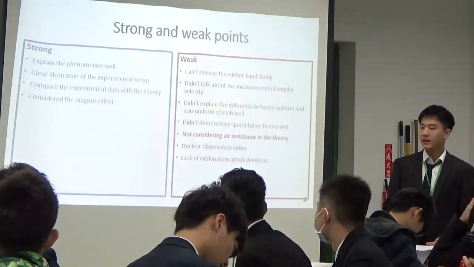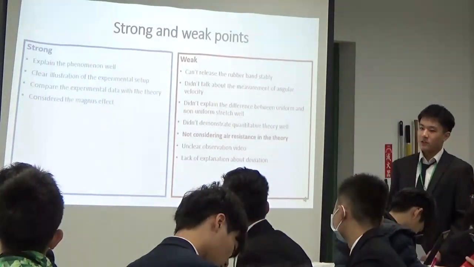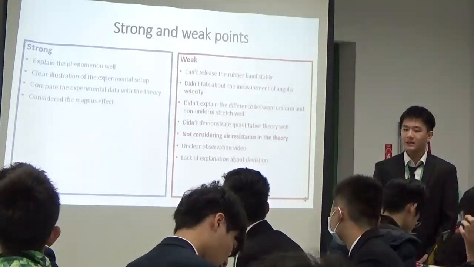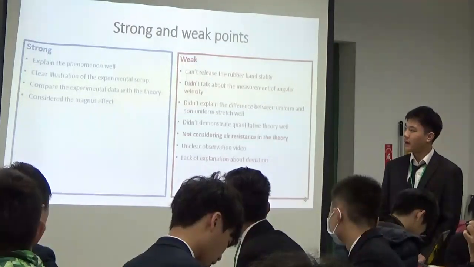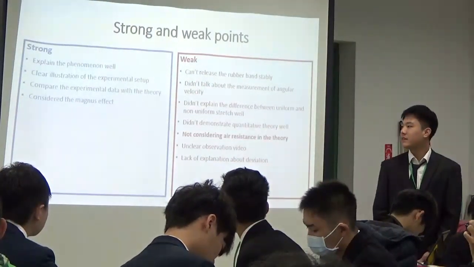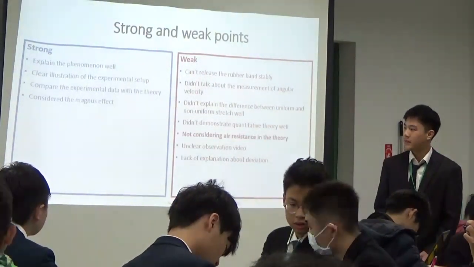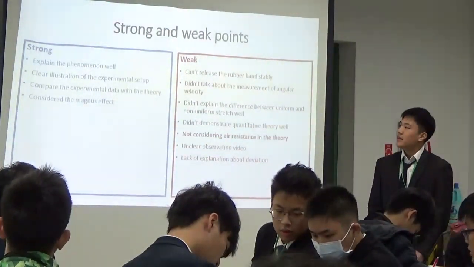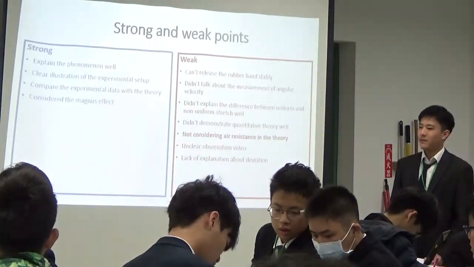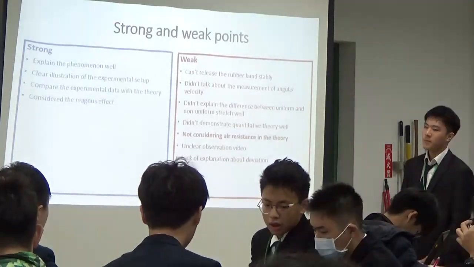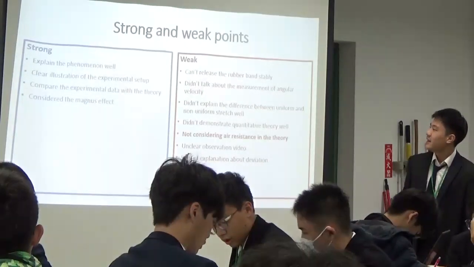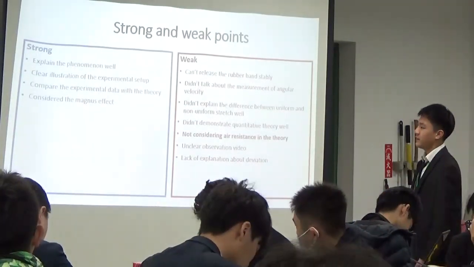And here are the strong and weak points. He explained the phenomenon well, and he has a clear illustration of the experimental setup. He compared his experimental data with his theory, and he considered the Magnus effect. However, you can't release the rubber band stably with his setup. And he didn't talk about the measurement of angular velocity.